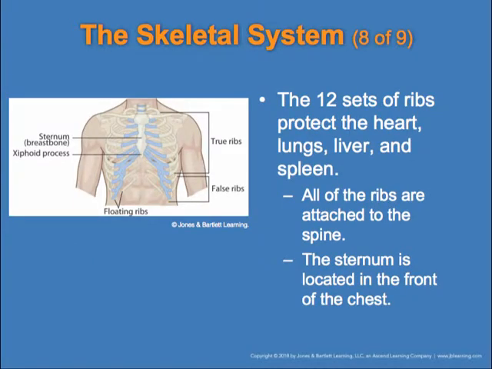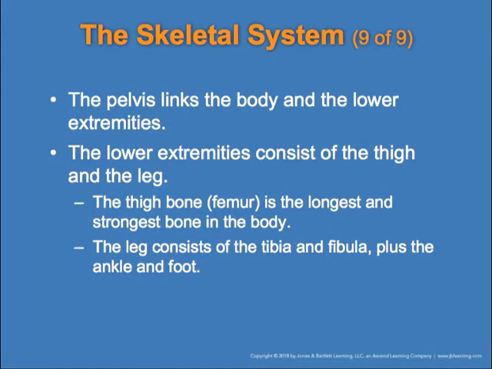We have 12 sets of ribs to protect the lung, the spleen, the liver, the heart, and really that is kind of what gives us structure in the thorax. All of those ribs are attached to the spine itself, and the sternum is located in the front of the chest. The pelvis links the body in the upper and lower extremities, and the lower extremities consist of the thigh and the leg. The thigh bone, which is the femur, is the longest and strongest bone of the body. The leg consists of the tibia and the fibula, plus the ankle and the foot itself.